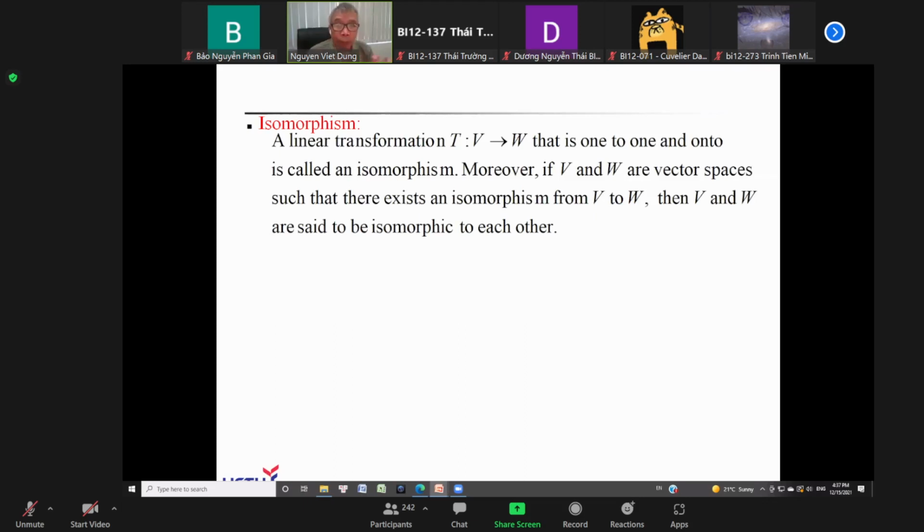Moreover, if two vector spaces V and W are such that we can find an isomorphism from V to W, then the two vector spaces V and W will be called isomorphic to each other.